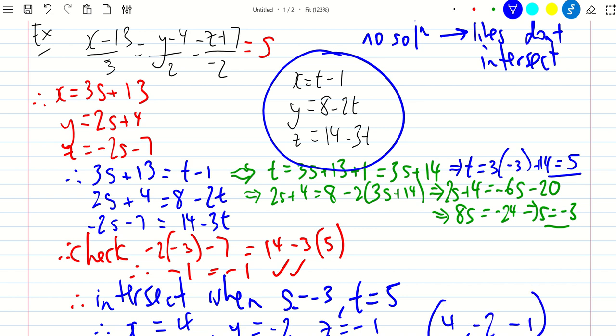Hope that makes sense. Again, if we didn't get a solution, if this didn't check out here, then we would just say the lines do not intersect. And that would be all you need to do.